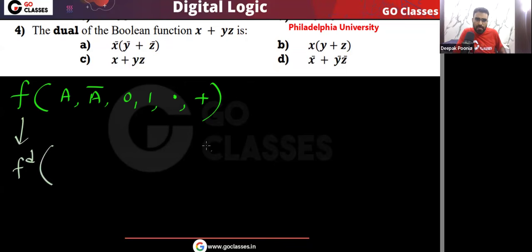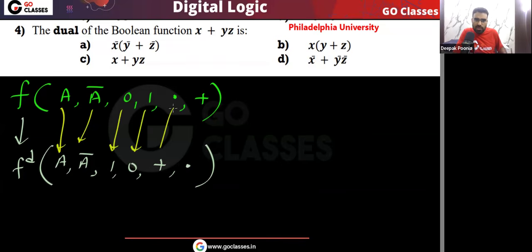That is very simple. You don't change the literals. Keep the variables, keep the literals as they are. 0 will become 1, 1 will become 0, AND will become OR, OR will become AND. Remember, these are the changes. But the literals, the variables, the complements will remain unchanged. So the same concept you can apply here.